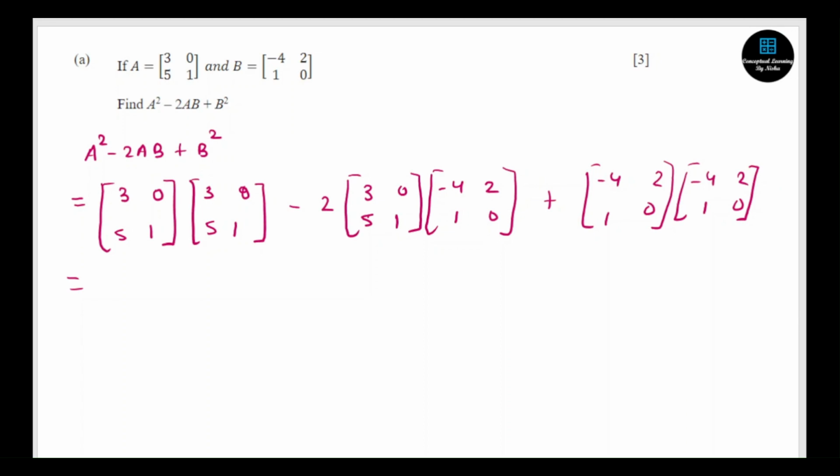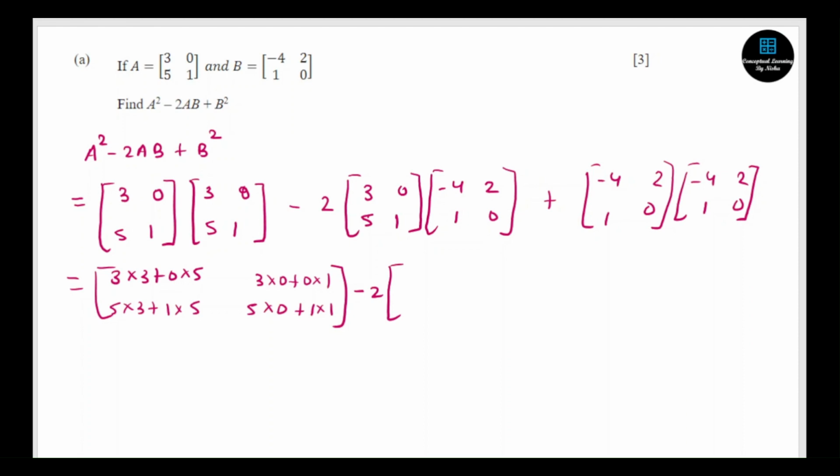So multiplication: first row, first column, 3 into 3 plus 0 into 5. Next element, first row, second column, so 3 into 0 plus 0 into 1. Then second row, first column, so 5 into 3 plus 1 into 5. And here it is 5 into 0 plus 1 into 1. Alright, I wrote this. Now we have to multiply first of all these two.